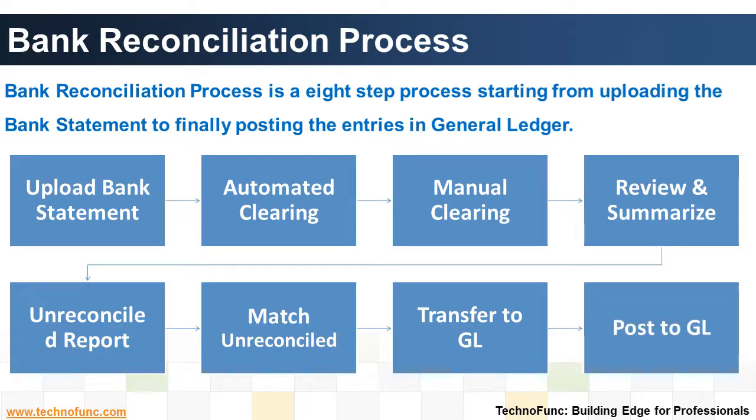And finally, step 8 is to post entries in general ledger. Once transferred to general ledger, the next step is to make the postings to the bank account, bank clearing account along with the payment clearing. The posting can be done for each journal or for the batch.